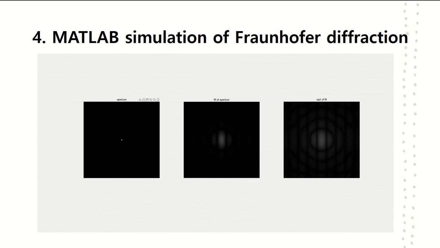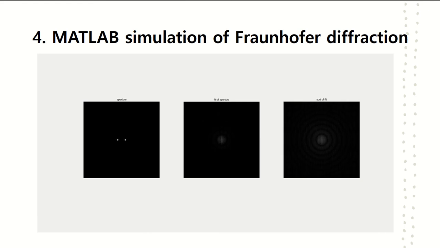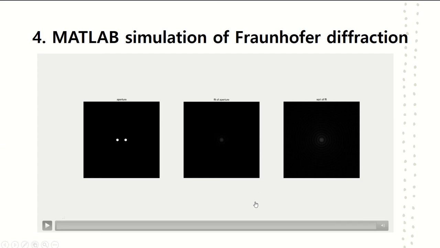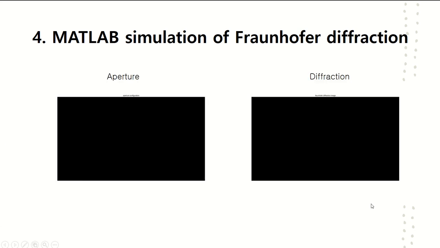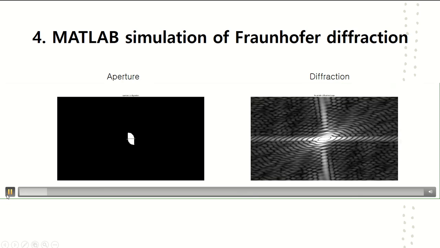It is an aperture of two circles moving in opposite directions. You can see that the diffraction patterns become tighter as the circles move away, and we can also see that the overall diffraction pattern shrinks as the circle grows. This aperture is based on a video taken from YouTube.